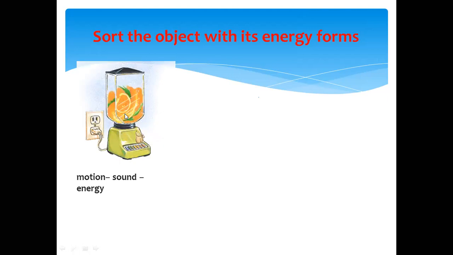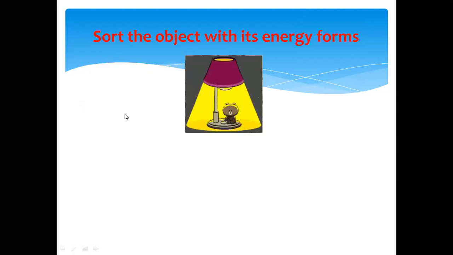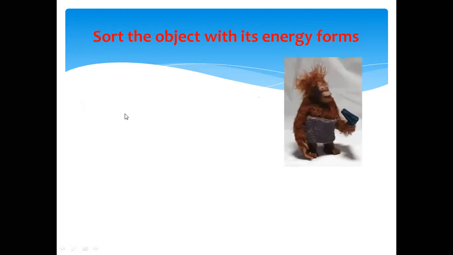Motion and sound energy. What about this bulb? It shows light energy. From where does it get the light? From the electricity and electric energy. And heat, if we keep this light on for a while and you try to touch it, you can feel heat energy. What about this hair dryer?